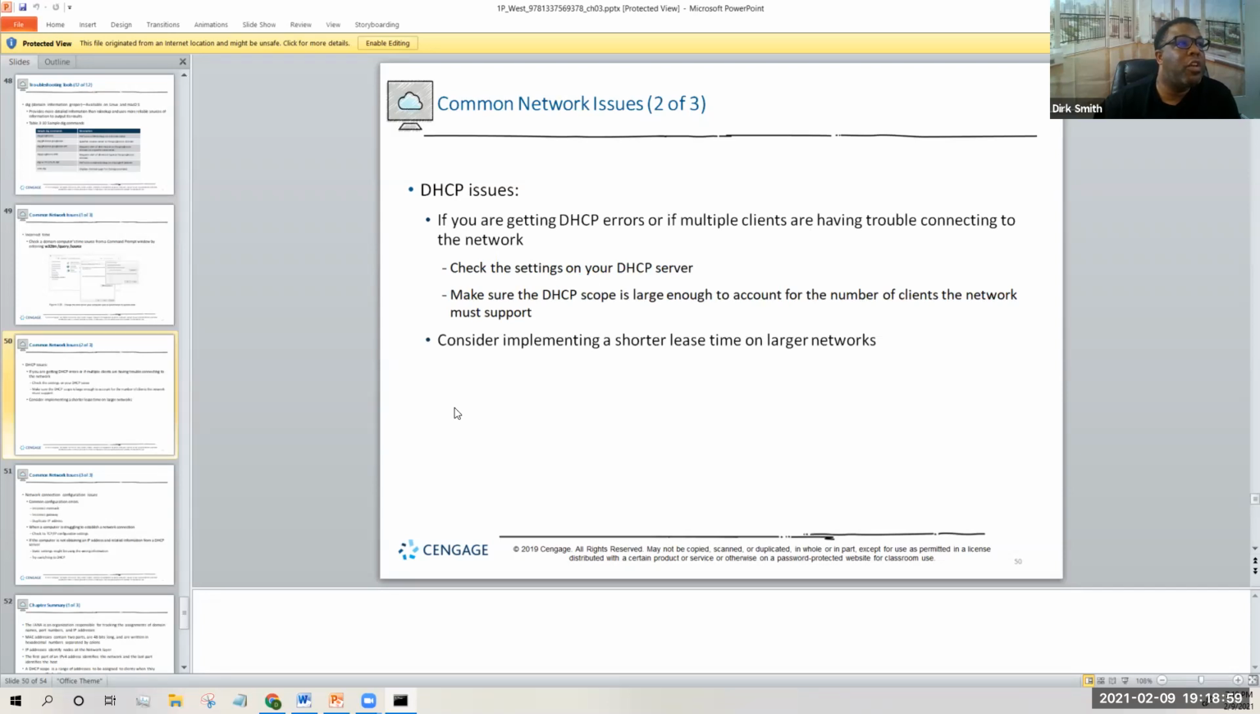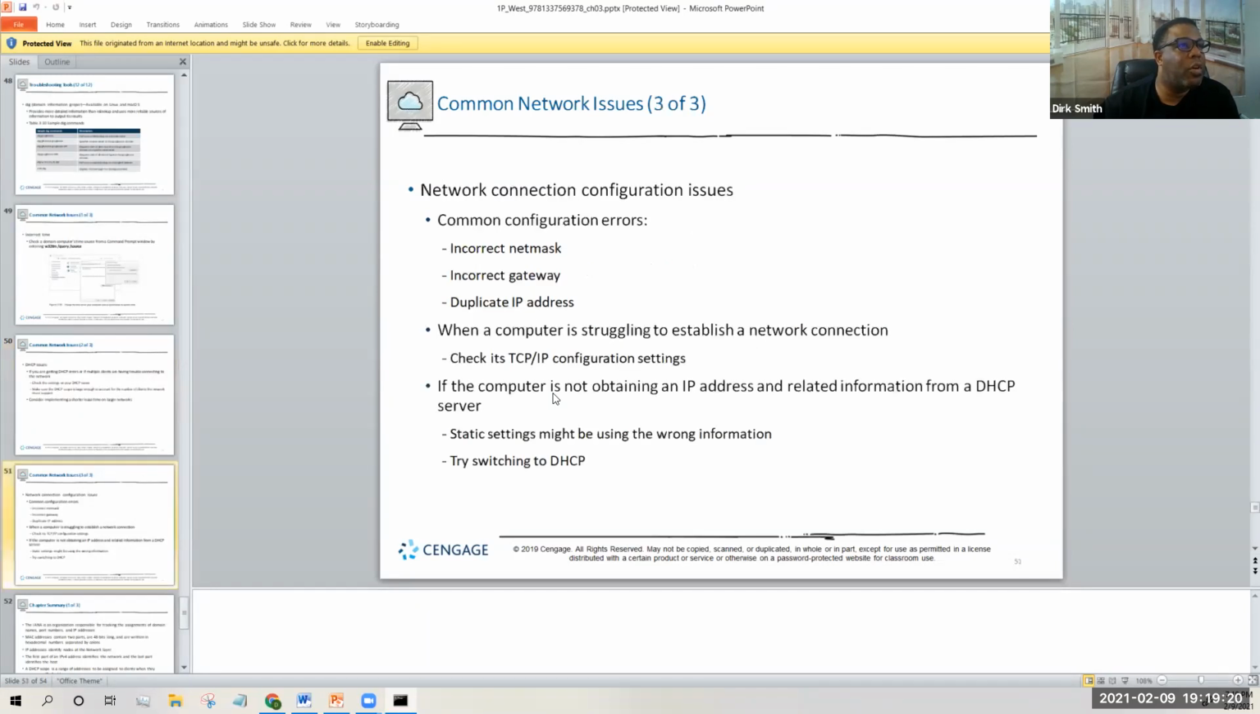DHCP issues. If you are getting DHCP errors on multiple clients having trouble connecting to the network, check the settings in your DHCP server. Make sure the DHCP scope is large enough to account for the number of clients that it's trying to support. You want to make sure it doesn't have more clients trying to get to it than it can support, because this DHCP server's whole job is to assign out IP addresses. So you want to make sure that you have it configured properly.